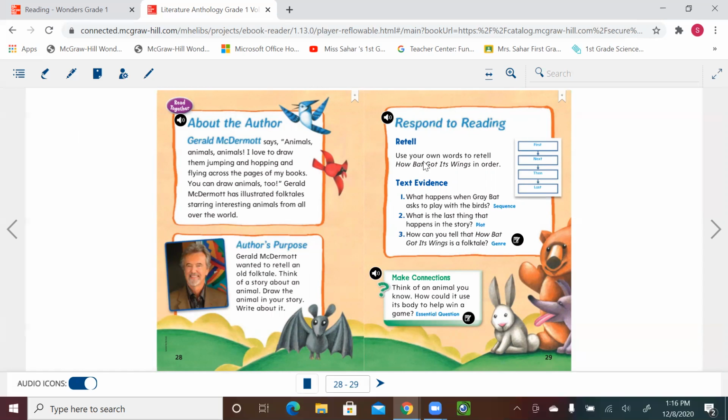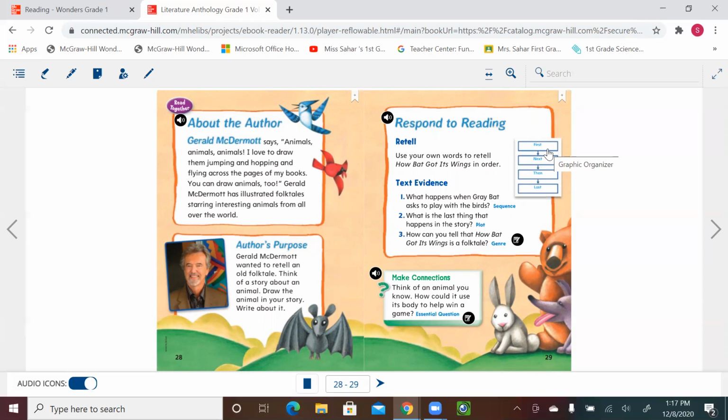Okay, respond to reading. Retell, use your own words to retell how Bat got its wings in order. So this is a sequence. When we talked about something happened first, then next, and you add a little more details, and then what happened after. So we can say, for example, first animals split into teams. One side had animals with wings, and the other side had animals with legs but not wings. And then the animals started to play. Gray Bat came, but they wouldn't let him join them because he was too small. So the birds wouldn't let him play with them either because he doesn't have wings.